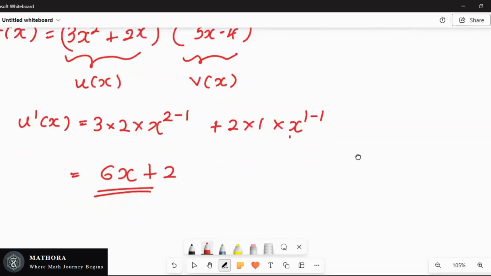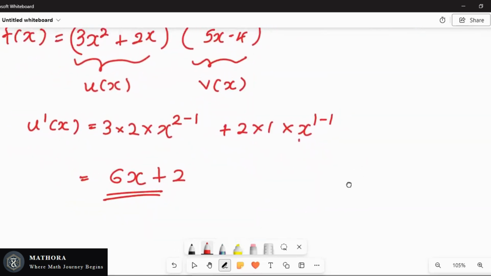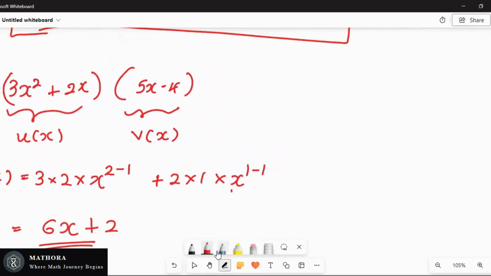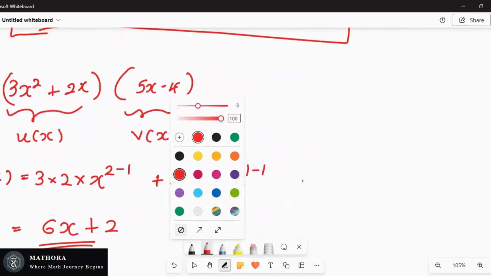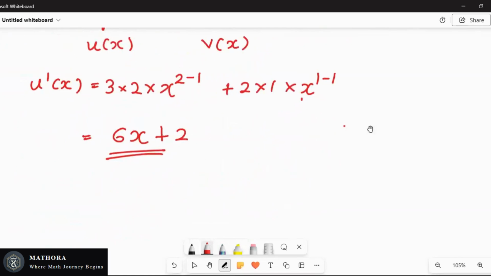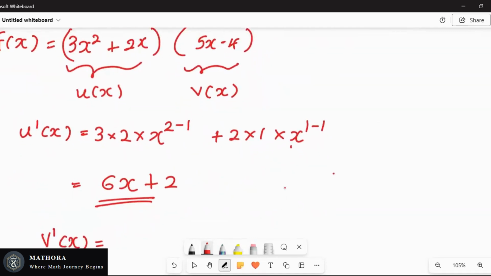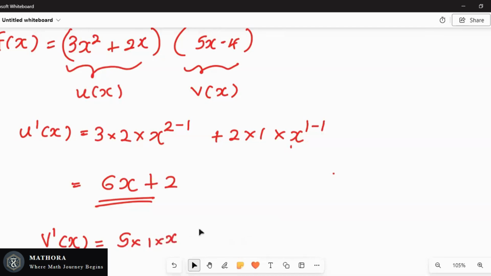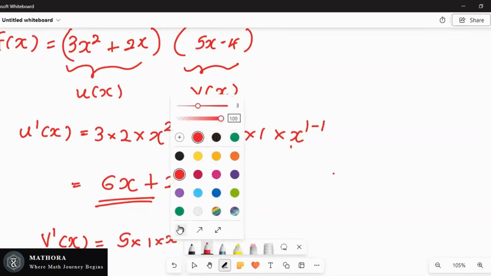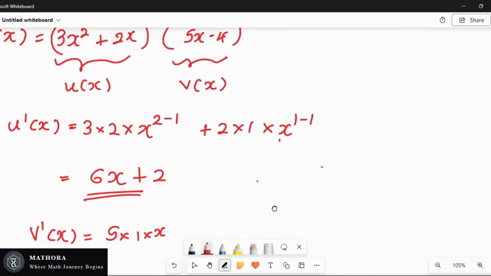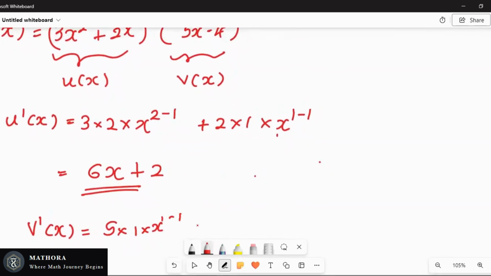So for v dash x, let me write it here, or maybe below. Yeah, it's better. So v dash x equals, as we know, for 5x minus 4, 5 times 1 times x to the power of 1 minus 1, and minus 4 is a constant, so simply it's going to be 0.